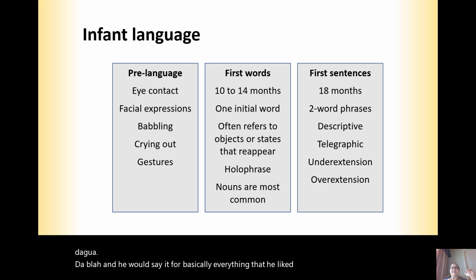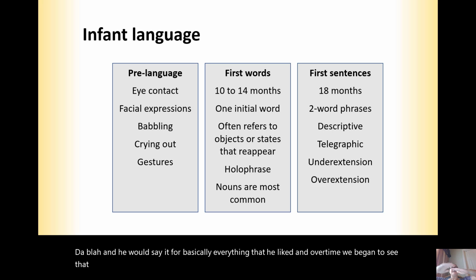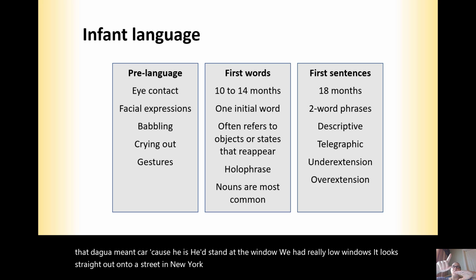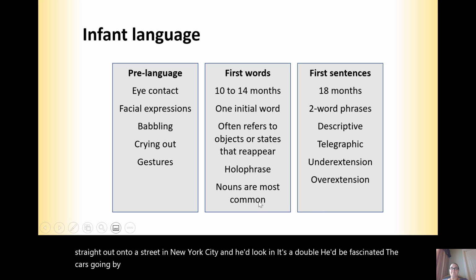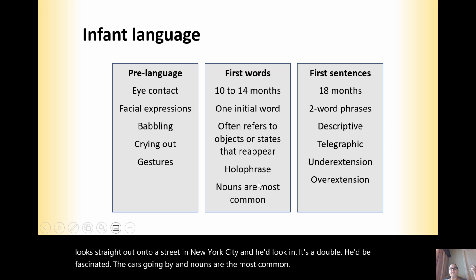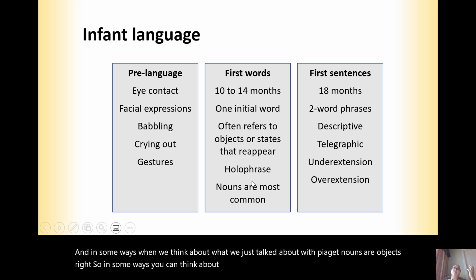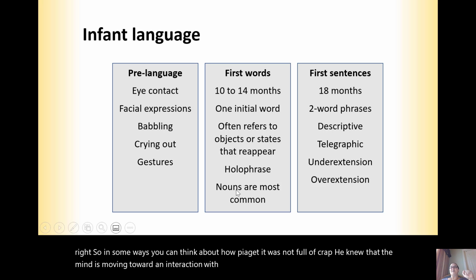And over time, we began to see that dabwa meant car, because he'd stand at the window. We had really low windows that looked straight out onto a street in New York City, and he'd look and he'd say dabwa. He'd be fascinated at the cars going by. And nouns are the most common. And in some ways, when we think about what we just talked about with Piaget, nouns are objects, right? So in some ways, you can think about how Piaget was not full of crap. He knew that the mind is moving toward an interaction with objects. But at the same time, some of our first words are for the people in our lives, or the dogs, or the beings.